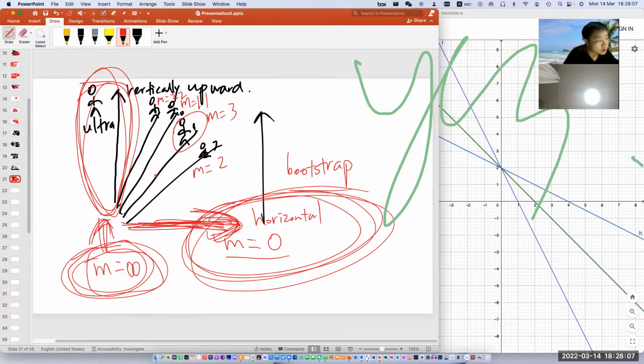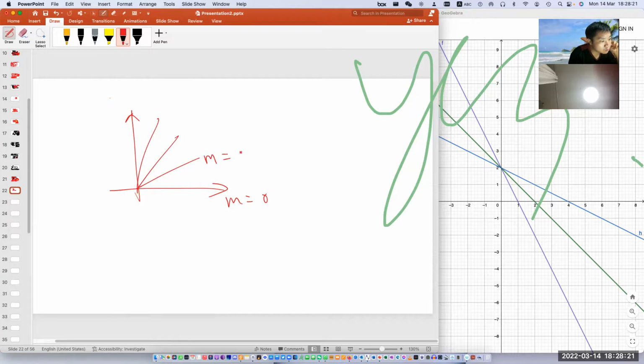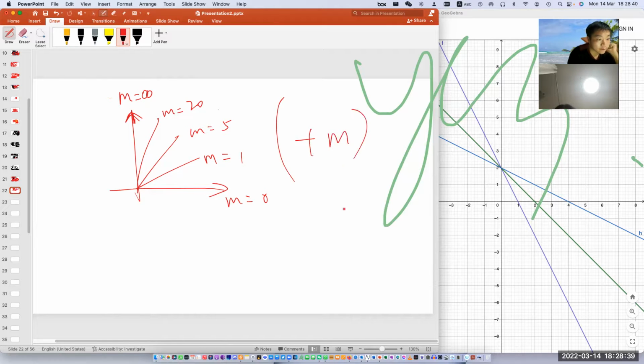So I think this is a very good pictorial representation to talk about positive gradient. Meaning what? You have the two extremes. This is the m equals 0 line. In between, you have m equals 1, maybe m equals 5, and m equals 20, until this one is the extreme, m equals infinity. Too much. Impossible to climb.